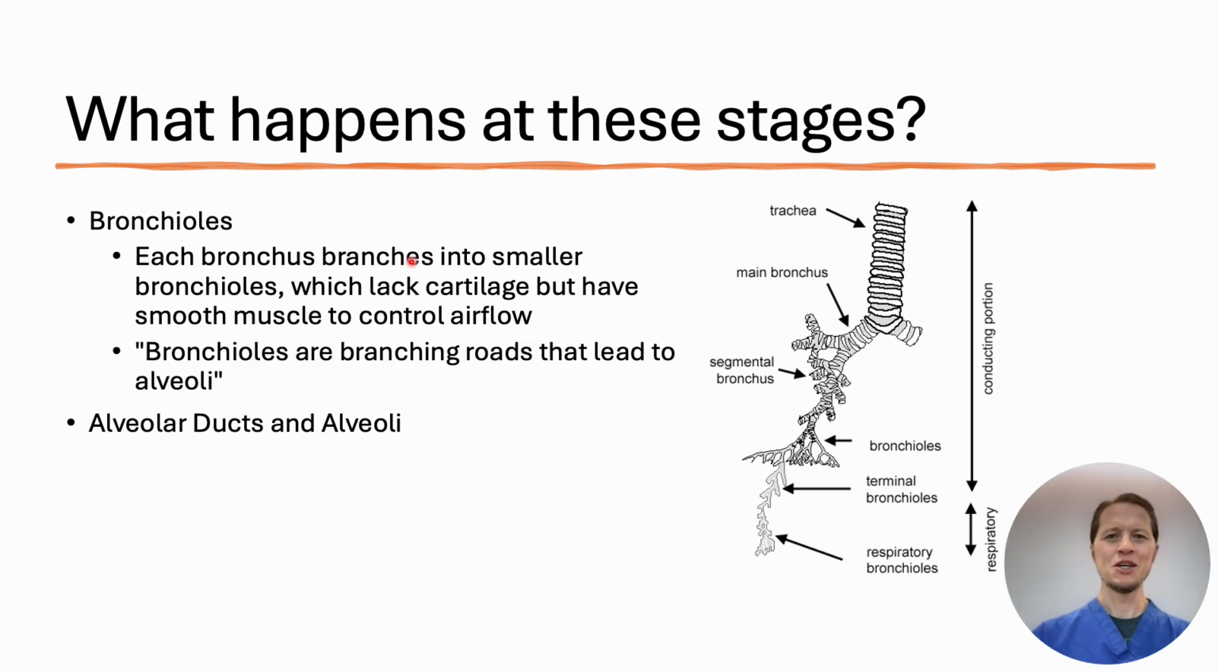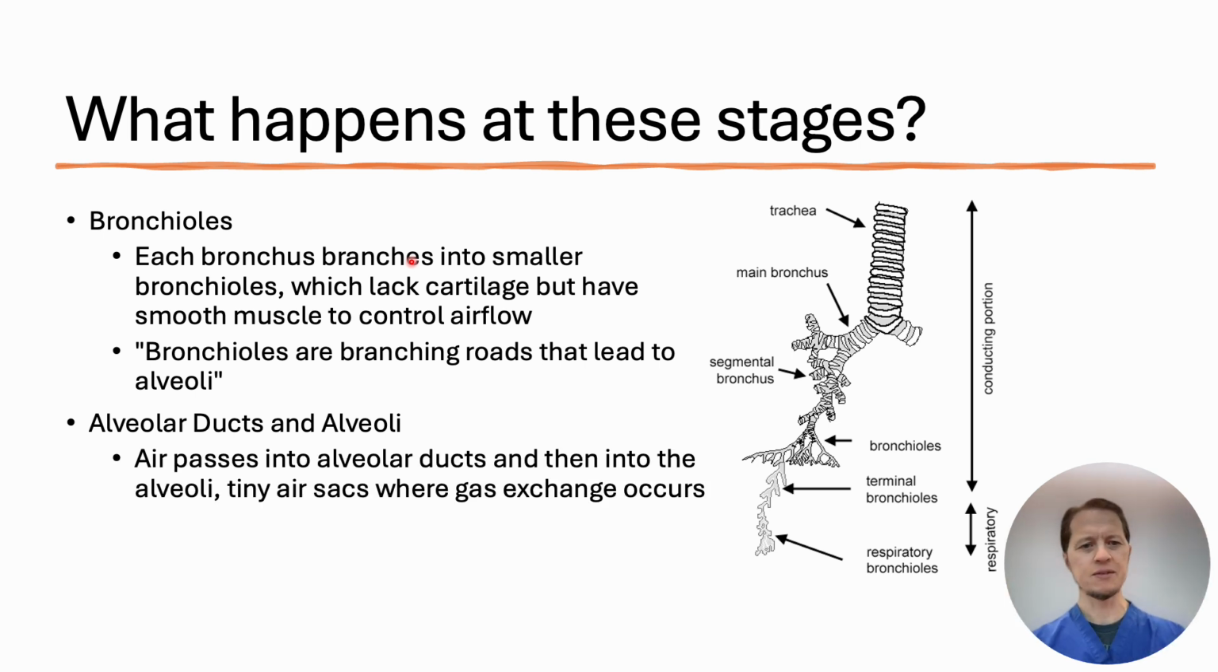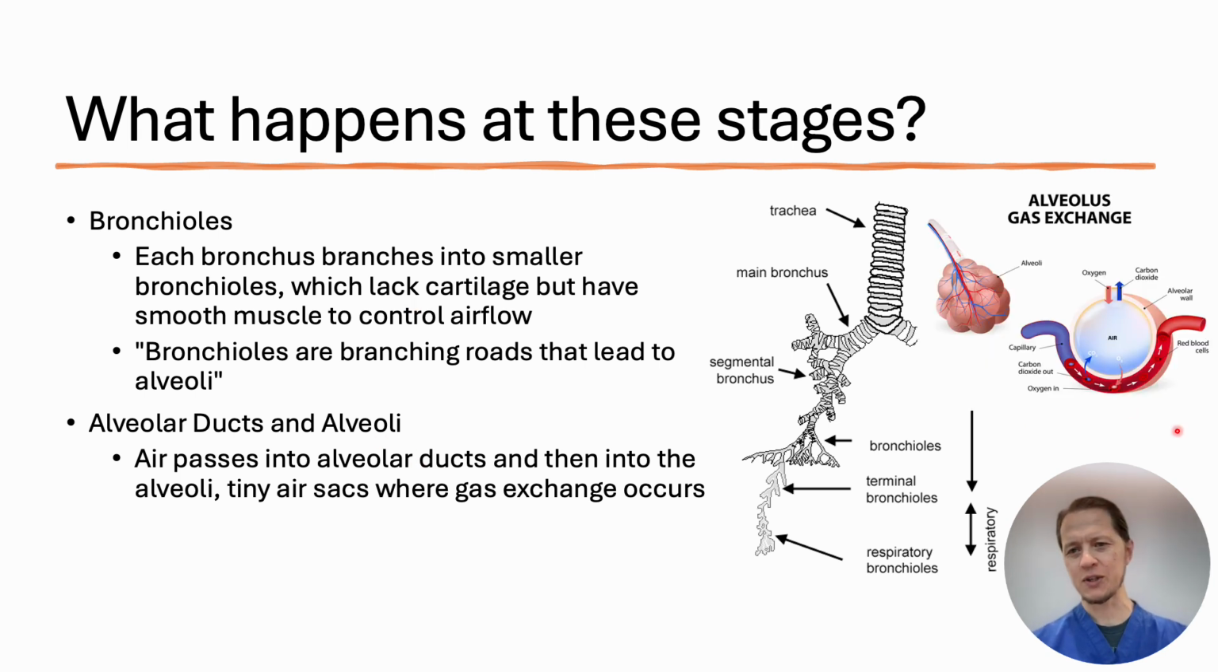I guess you could use this: bronchioles are branching, right? The branching rows that lead to the alveoli. That's sort of a stretch for a learning tip or mnemonic, but try it. Down to alveolar ducts and the alveoli, that's where the actual gas exchange occurs. That's where all the action is.